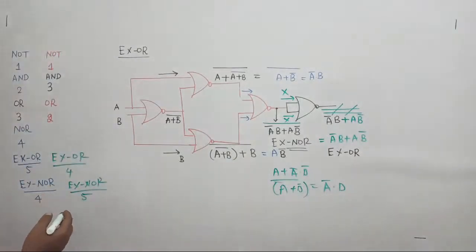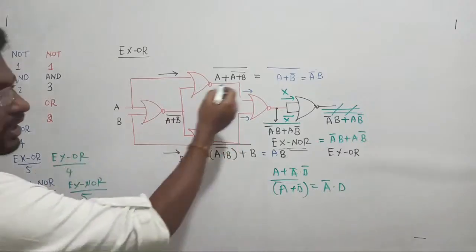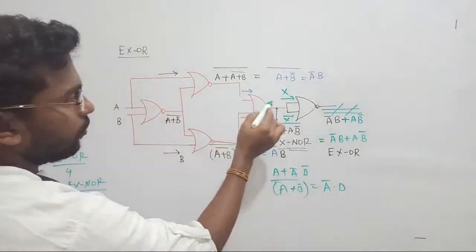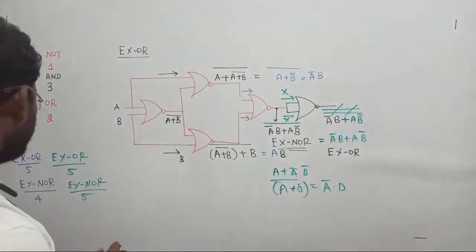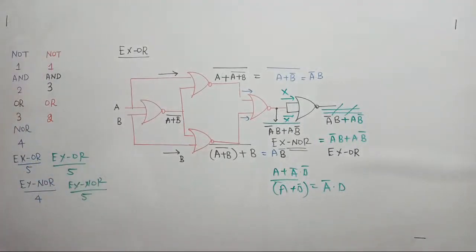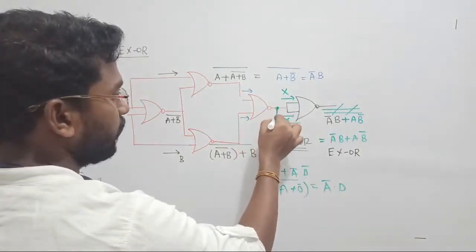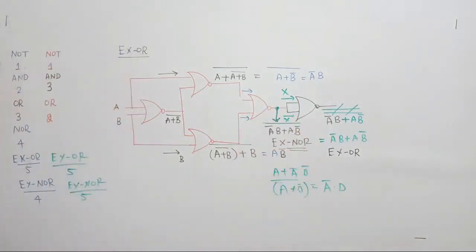Anyway, let us conclude first. For the XOR gate, how many gates are required here? 1, 2, 3, 4, 5, right? So in order to perform the XOR gate, 5 gates are required. Similarly, if you want to perform the XNOR gate, see that here itself we are visualizing the output of the XNOR gate.